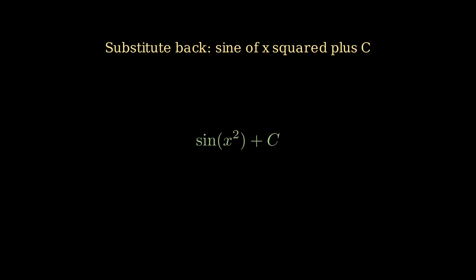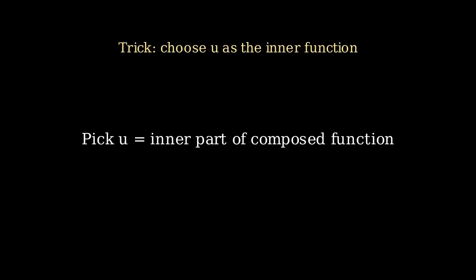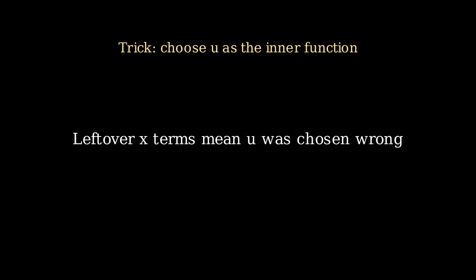Here's the trick to choosing u well. Pick u to be the inside of a composed function, matching the inner function idea from the chain rule. If, after substituting, you still have leftover x terms that refuse to cancel, that means u was chosen incorrectly, and you should try a different piece of the integral instead.